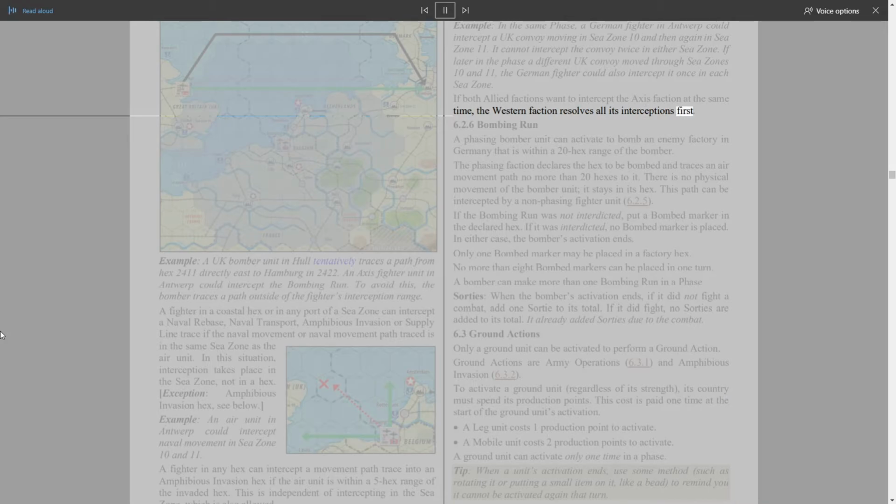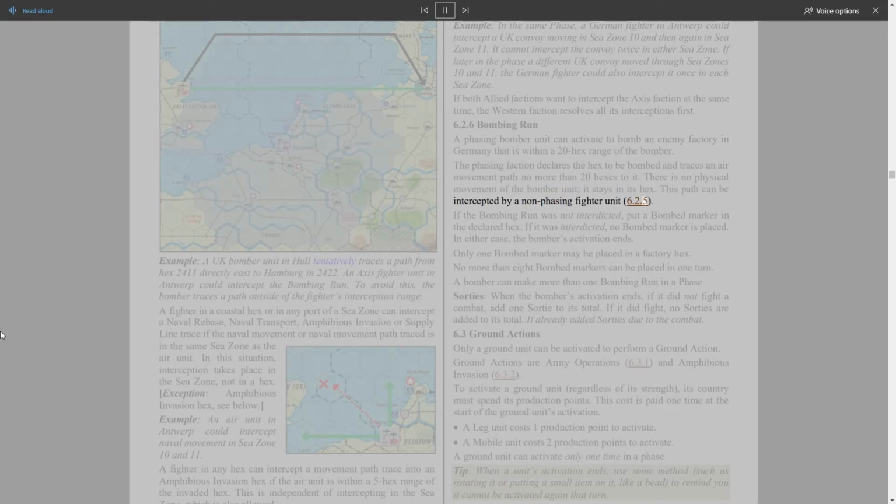6.2.6 Bombing run. A phasing bomber unit can activate to bomb an enemy factory in Germany that is within a 20 hex range of the bomber. The phasing faction declares the hex to be bombed and traces an air movement path no more than 20 hexes to it. There is no physical movement of the bomber unit, it stays in its hex. This path can be intercepted by a non-phasing fighter unit.